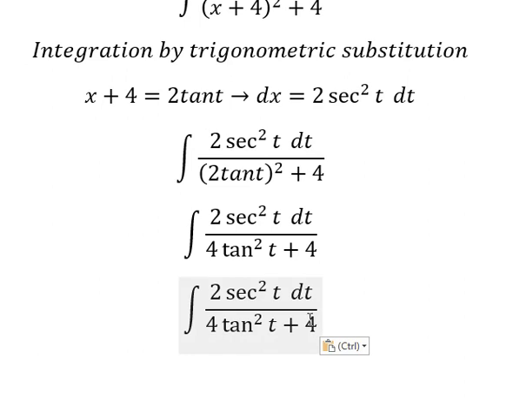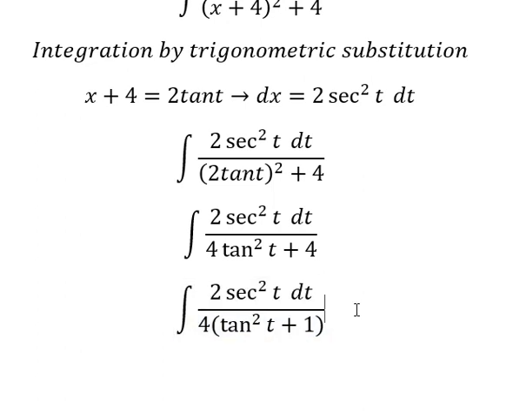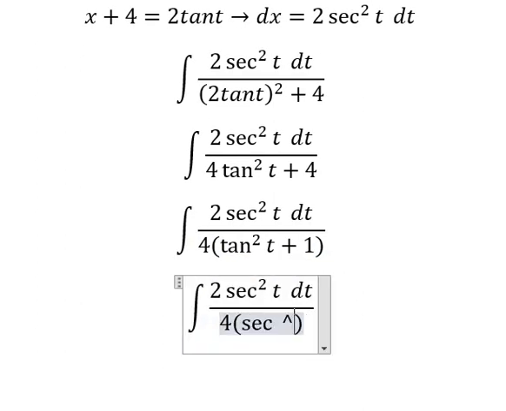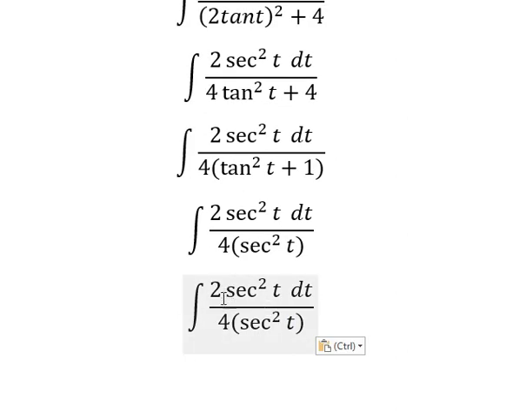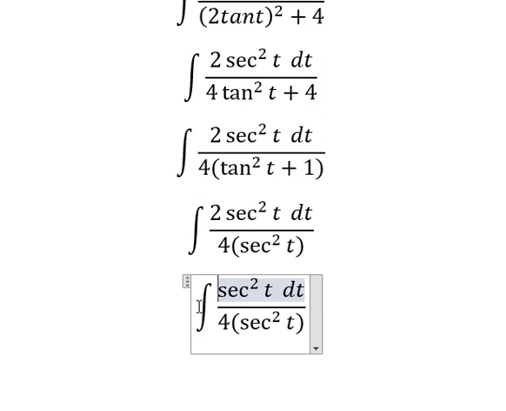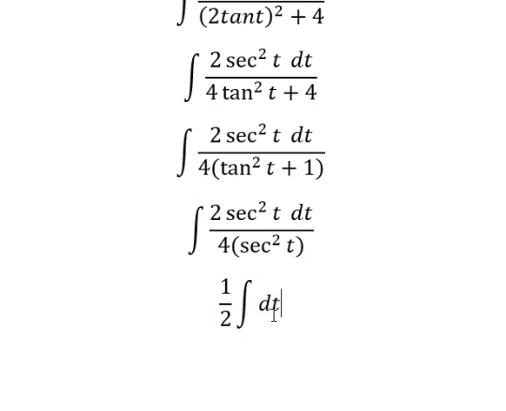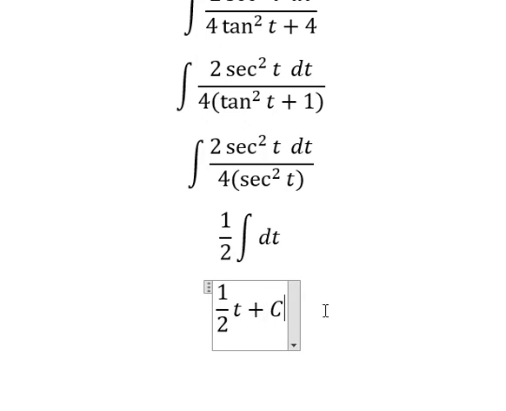Number 4, we can do factorization. So this one we change for secant of t squared. 2 divided by 4, we have 1 over 2. Secant of t squared divided by secant of t squared, so we have dt. The integral of dt, we have t plus c.